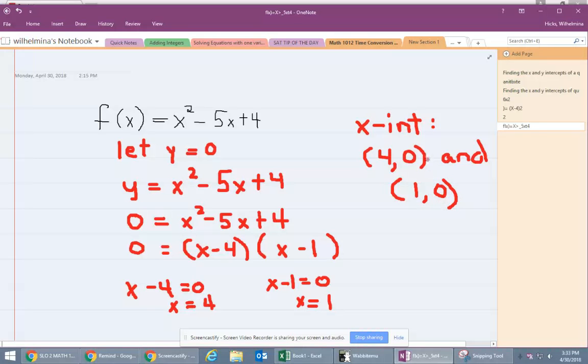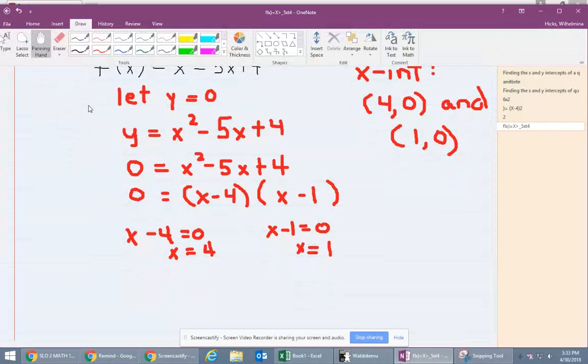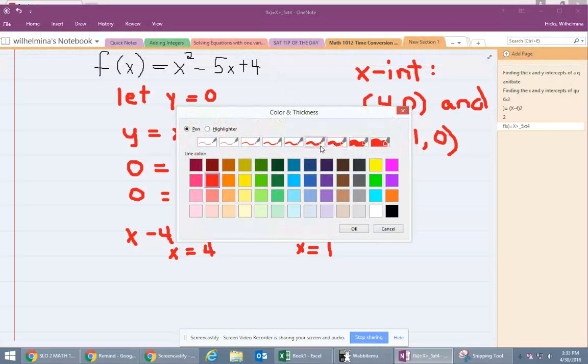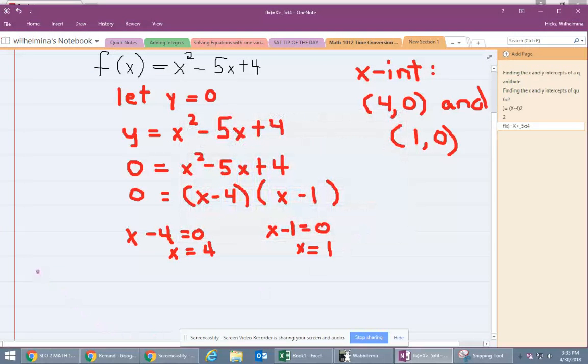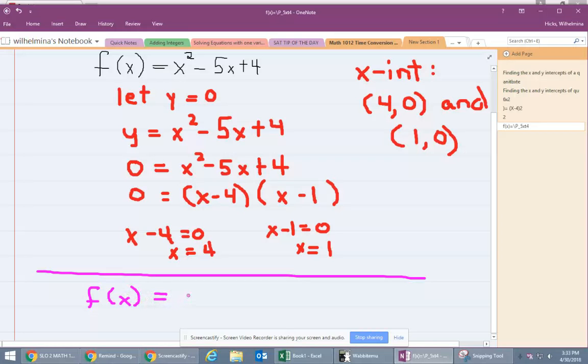Now, what about the y-intercept? With the y-intercept, you want to plug in 0 for the x. And when your quadratic equation or function is in this standard form, ax squared plus bx plus c, the y-intercept is going to be this number at the end. I'll show you why.